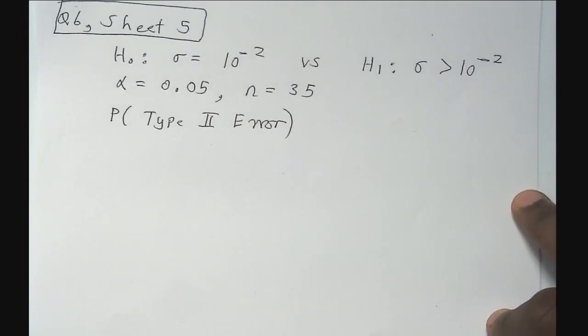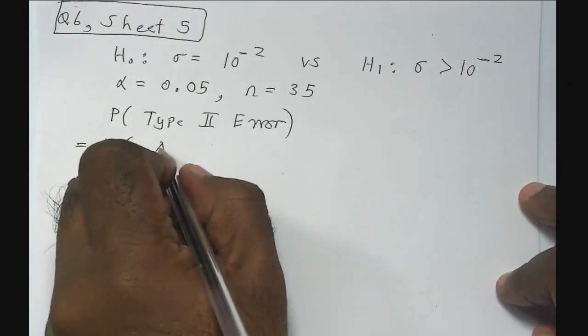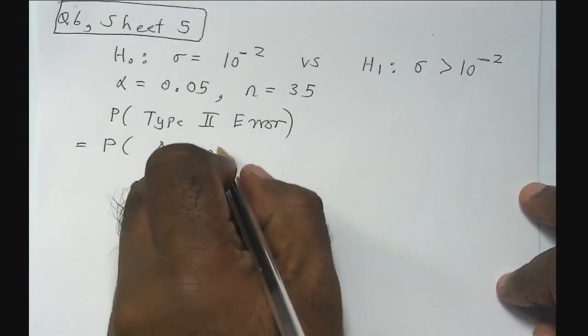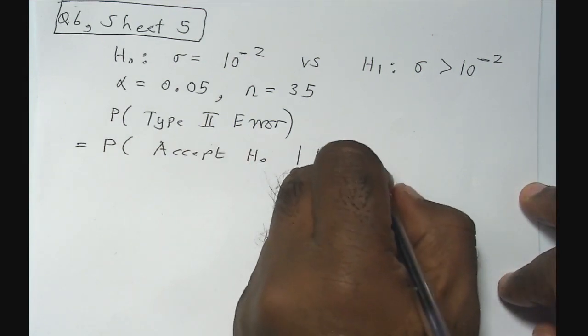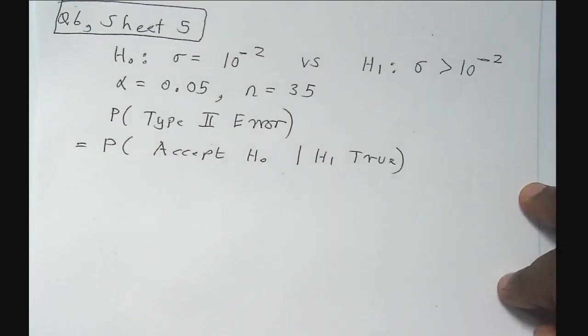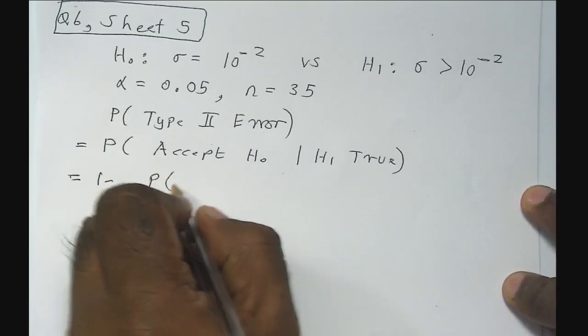Remember, type 2 error is what? It is the probability of accepting the null hypothesis when H1 is true, right? So this is the probability that you accept H0. You can also write this as 1 minus the probability that you reject H0.